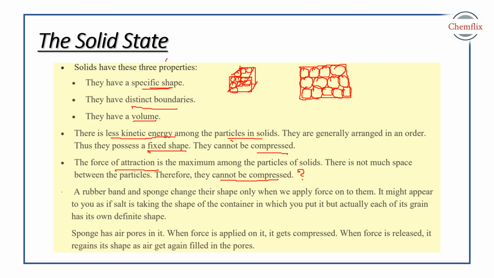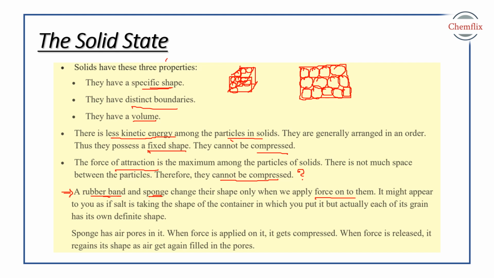So a rubber band and a sponge are some of the examples we are going to point out. You know about a rubber band and you know about a sponge, right? They change their shape only when we apply force onto them. When you apply force to a rubber band, what happens? It stretches. When you apply force to a sponge, what happens? It skews, right?